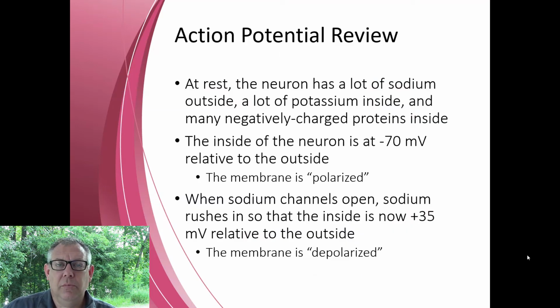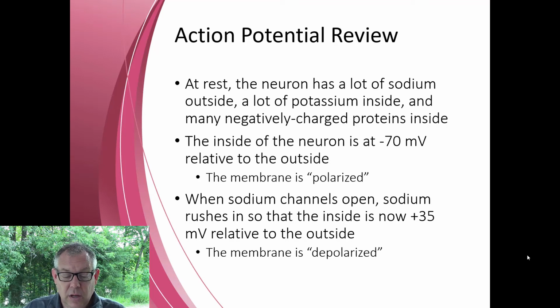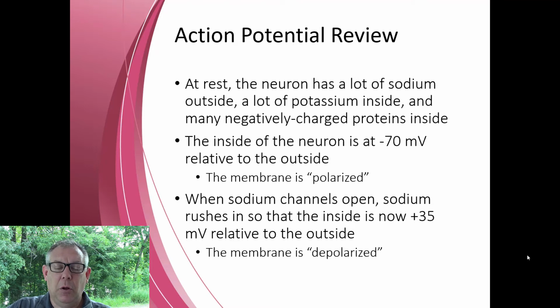Okay, so let's just review the steps again real quick. At rest, the neuron's got a lot of sodium outside of it, a lot of potassium inside, and many negatively charged proteins inside. So the net effect is that the inside of the neuron is negative 70 millivolts relative to the outside, and the membrane is polarized.